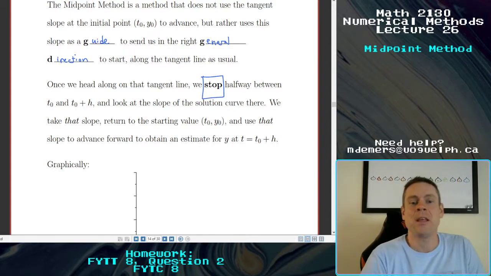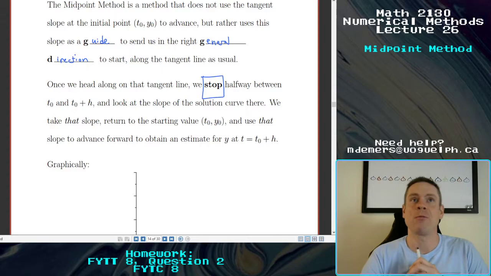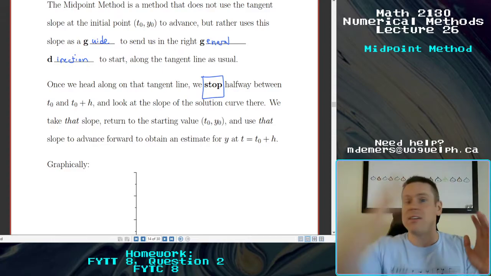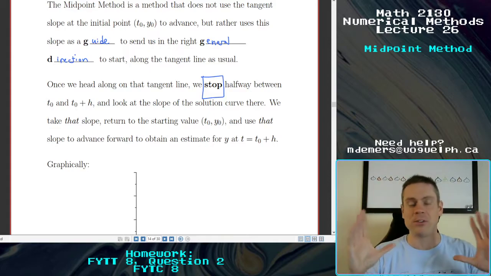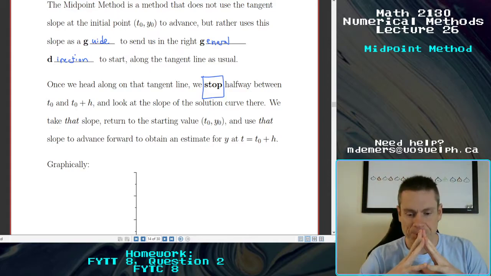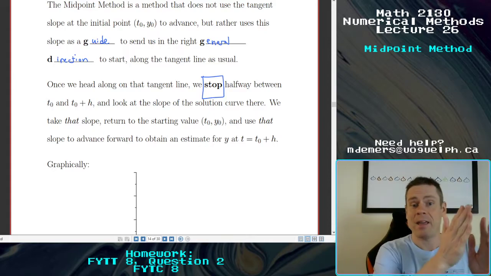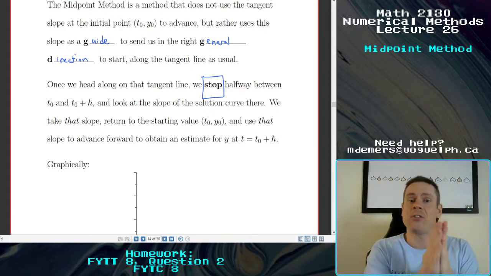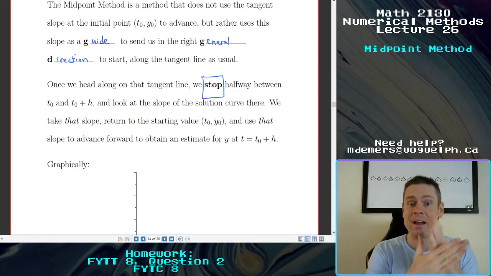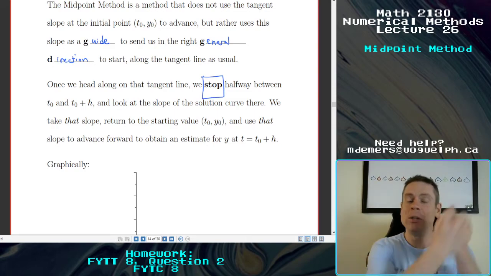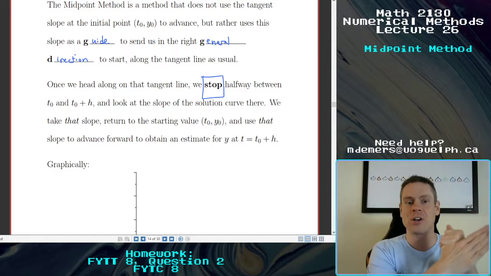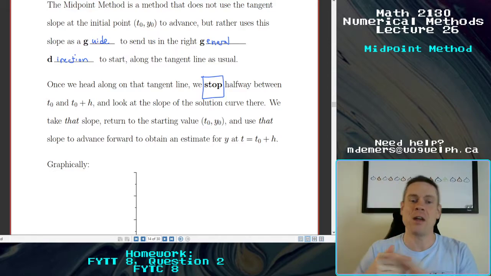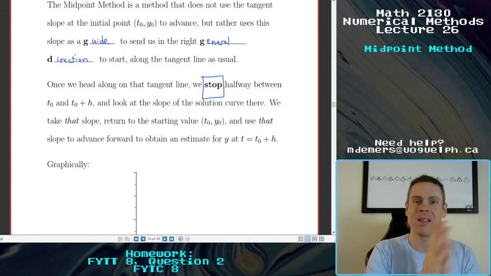And instead of going a whole step in that direction, we stop halfway between t0 and t0 plus h. And what we do is we remember that the differential equation has an infinite number of solutions that fill up the solution space. So that means that if I go halfway along that path, there's going to be another solution that passes through the point that's right there. So we look at the slope of that solution curve and we take that slope. We go back to the starting value and use that slope to advance.